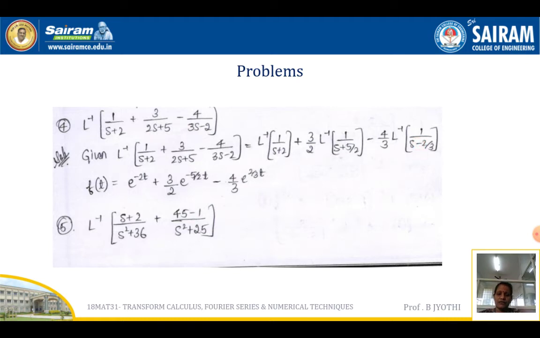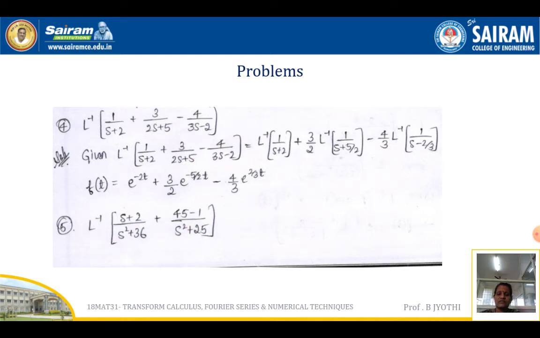Now if we apply the Laplace inverse transform, we get e power minus 2t plus 3 by 2 e power minus 5 by 2 t minus 4 by 3 e power 2 by 3 t. This is the solution we get. Now let's take the next question.